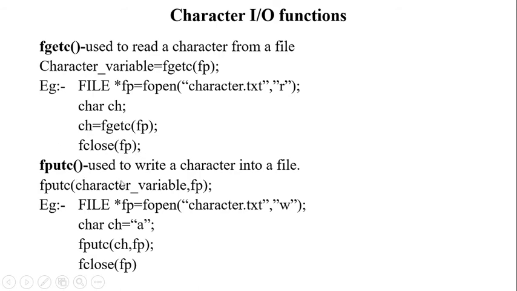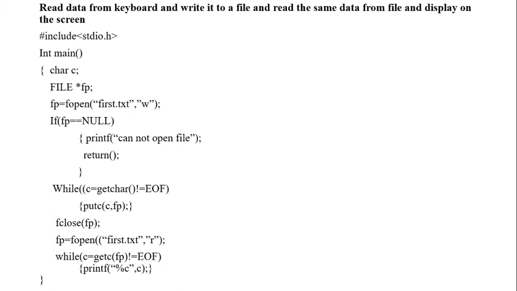Now fputc is used to write a character into the file. So that is used like this. First of all, open in write mode. Then char ch is equal to 'a'. I am assigning a character inside this character variable. And fputc ch comma fp means it will write the character from inside ch into the character.txt file which is pointed to by this fp. Then after that, close the file.